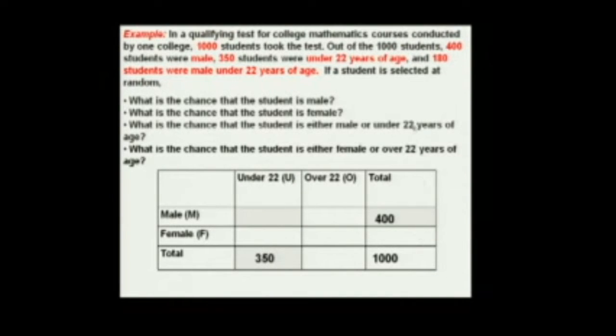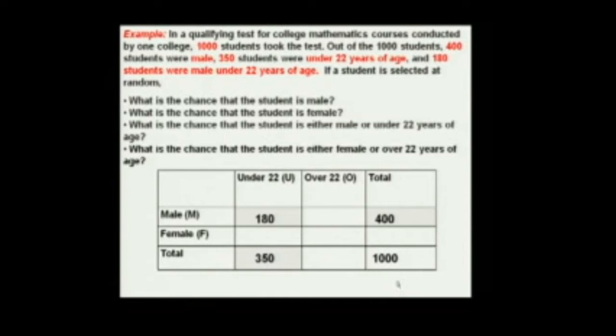We were also told that we have 350 students that were under 22. So this is the total for under 22. We have 350. We were also told that we have 180 students that were male under 22. So that 180 will have to come in this cell, which represents male under 22. So from the givens of this problem, we were able to insert the numbers in their appropriate cells.